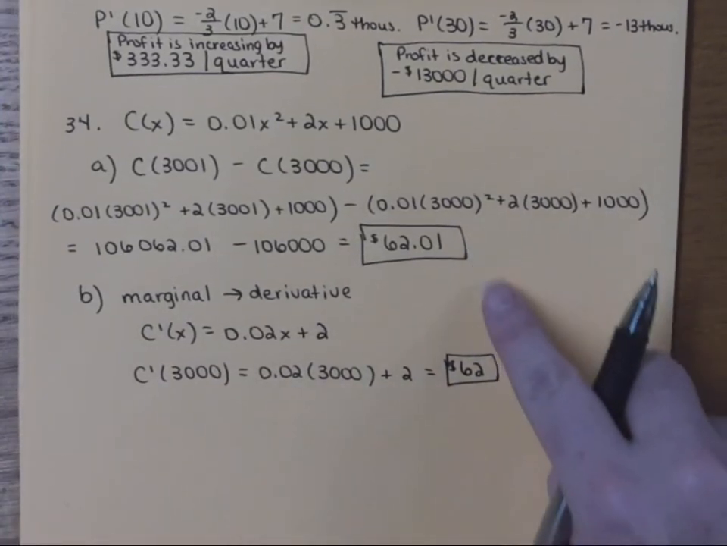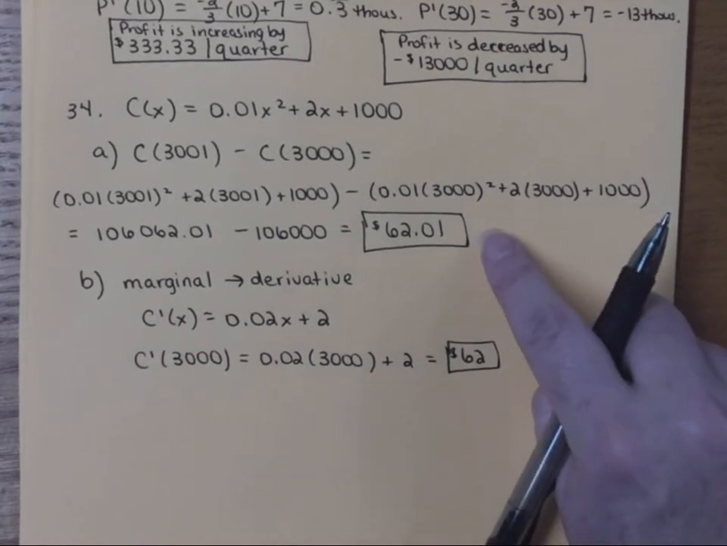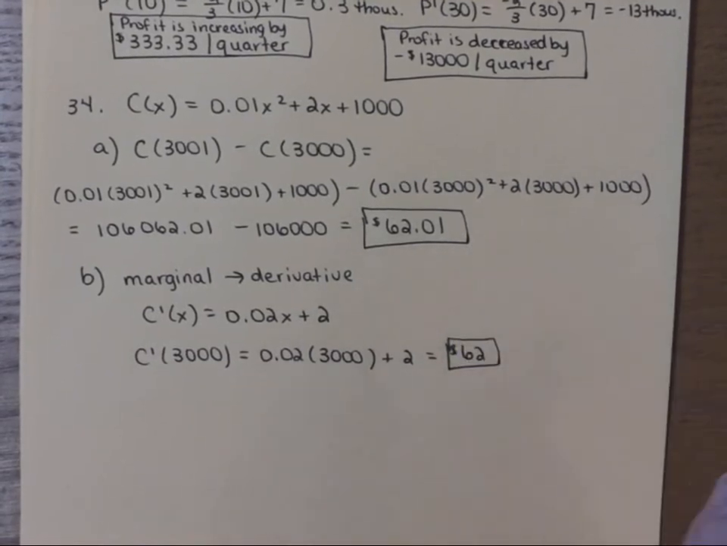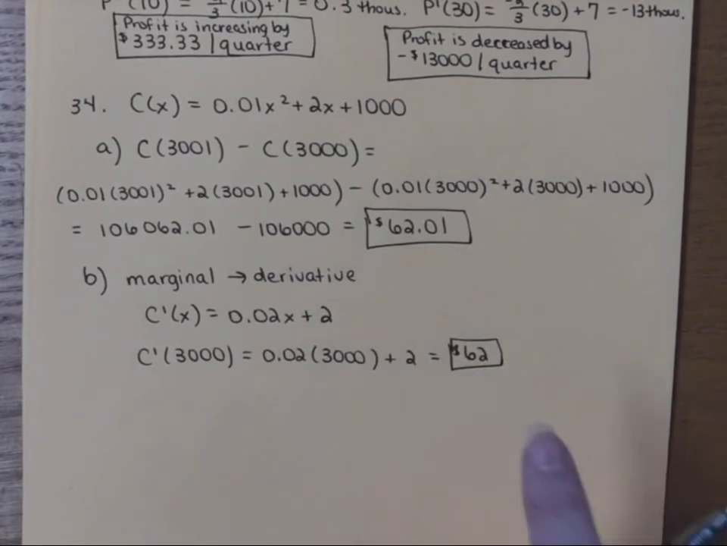So notice these are close, right? And these are close because this is an approximation for that. Okay, so 62 and 62.01. This is the actual price. This is the approximate. Okay, but it's pretty close, right?